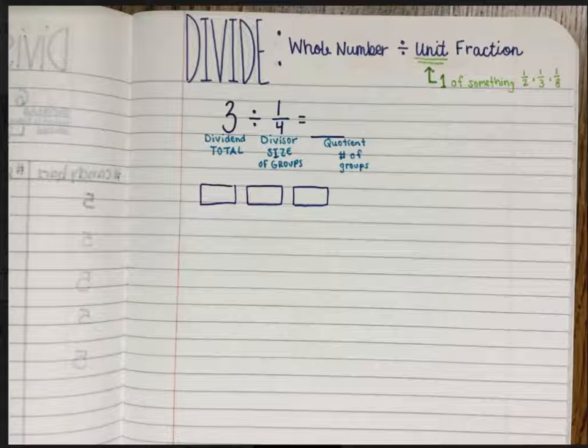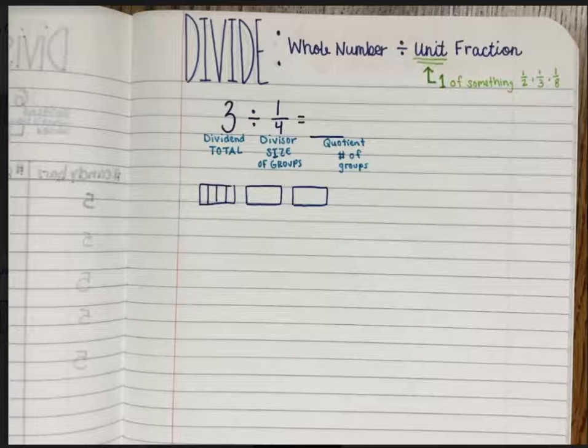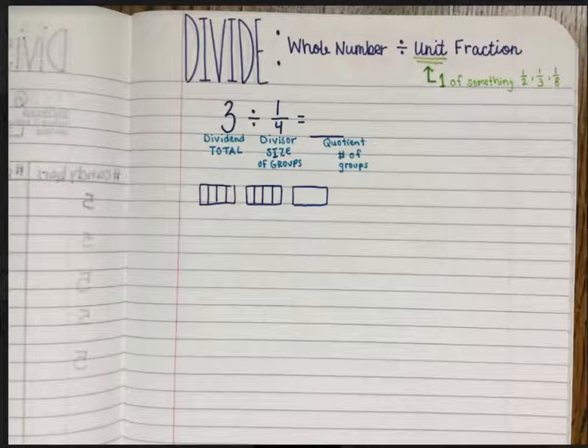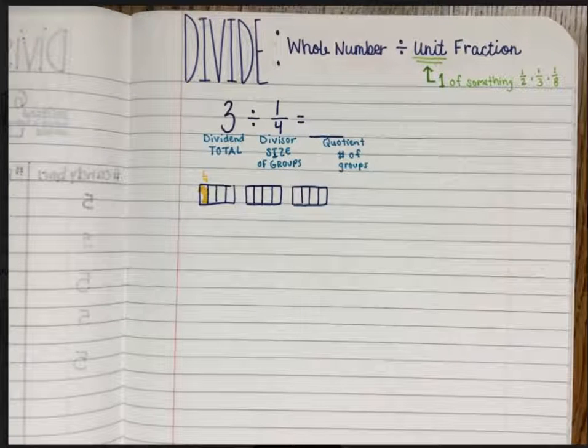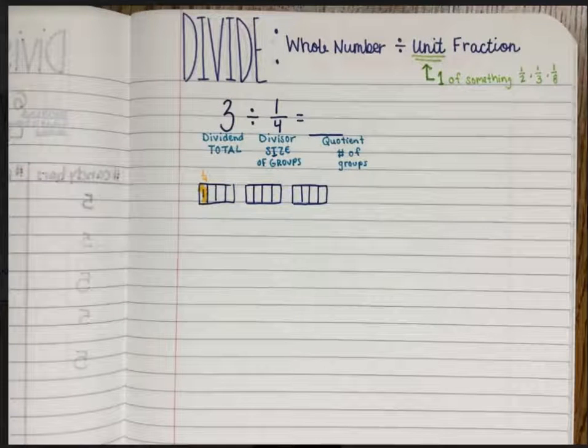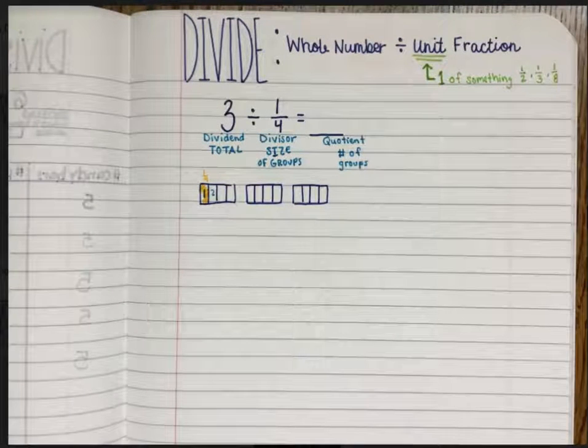fraction models. So I have 3 wholes, and now I want to find how many 1/4 I can make with those 3 wholes. So I'm going to take my whole and I'm going to break it up into fourths. And I took my second whole and broke it up into fourths, and my third whole and broke it up into fourths. Now remember, I'm trying to find how many 1/4 I can make. So there's 1/4 right there. Well, there's one group, and if I continue, that's one group, and that's a second group of the same size, a third, and a fourth.